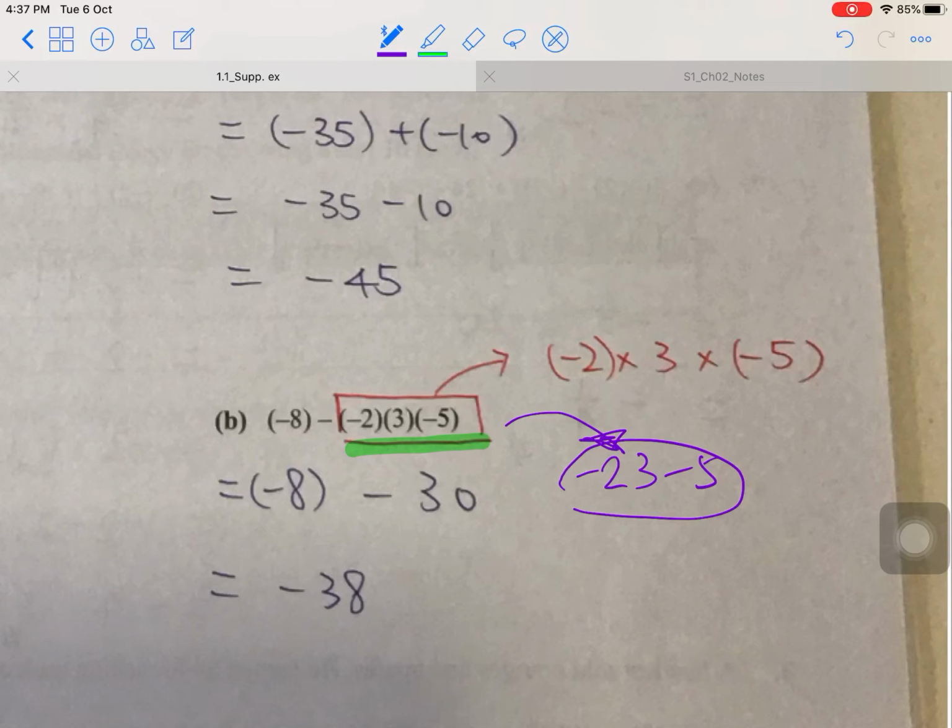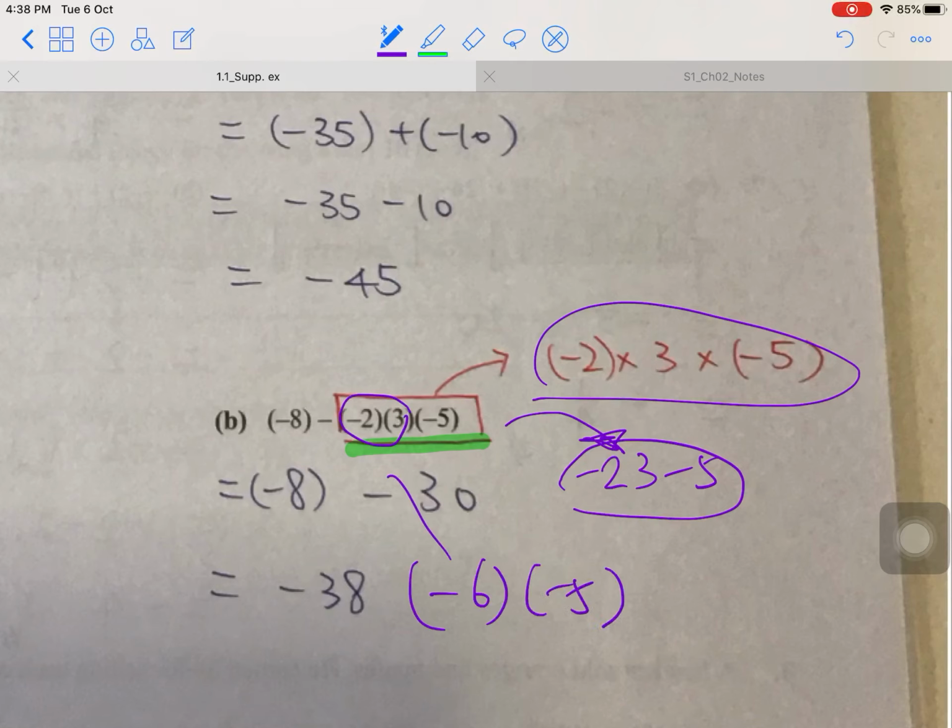But if you add the bracket for the numbers individually, it means multiplication. So you need to calculate the multiplication part first. So negative 2 times 3, you can do it one by one. Negative 2 times 3 is negative 6, right? So negative 6 times negative 5, again, 4 4 10. So it becomes positive 30. That means only write down 30.